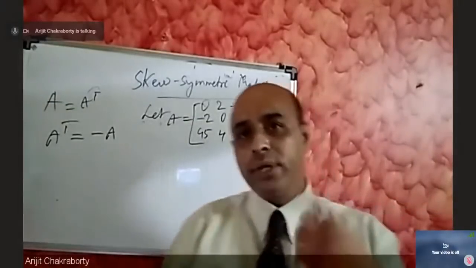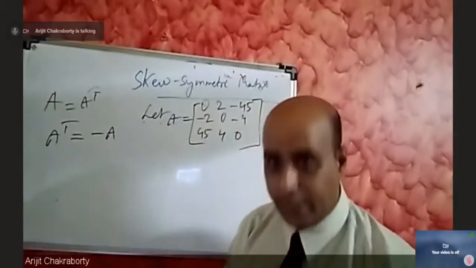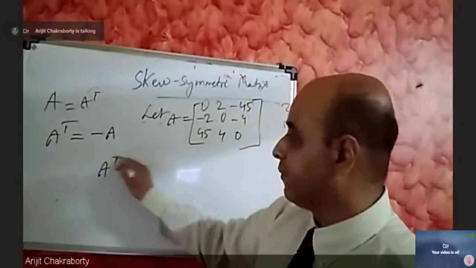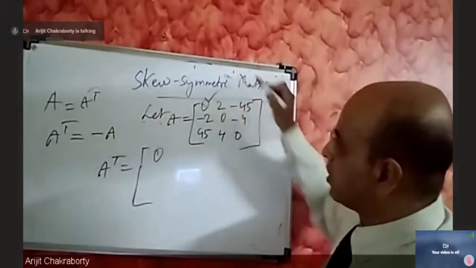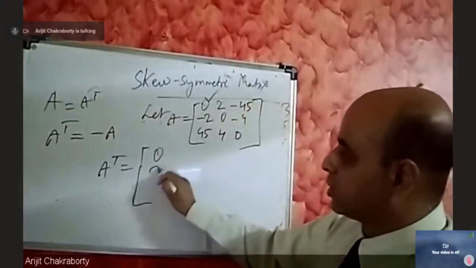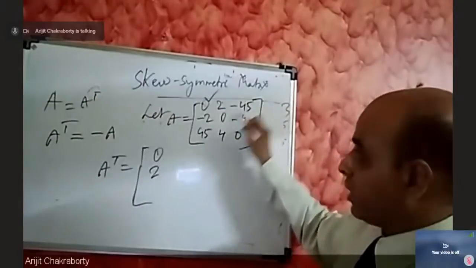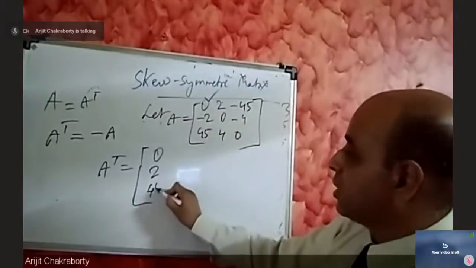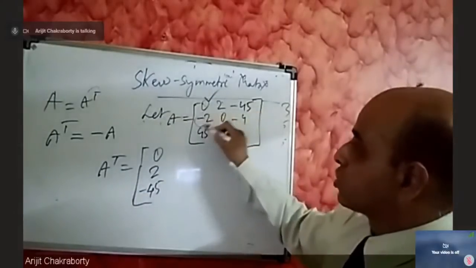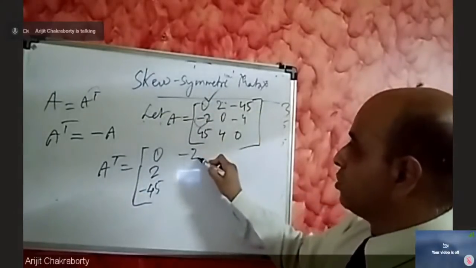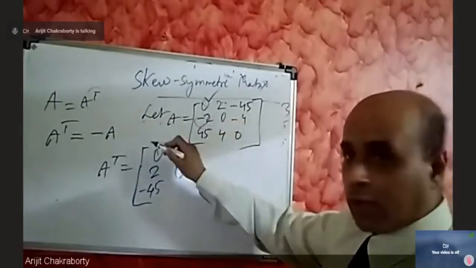Okay. Now if you do the transpose, let us find out the transpose matrix. So A transpose. 0 remains as it is. This 2 will come here. This 45 will come here. So it becomes minus 45. Minus 45 comes here. Minus 2 will go here. So it becomes minus 2. 0 remains as it is because it is part of the diagonal.